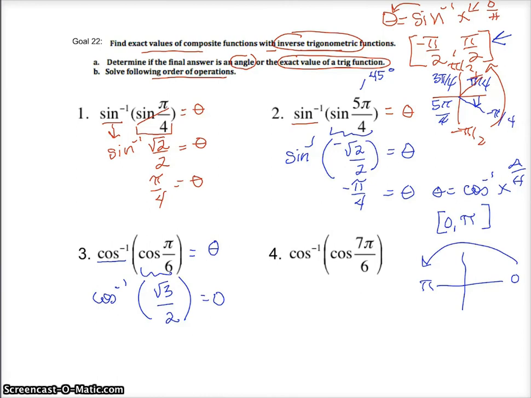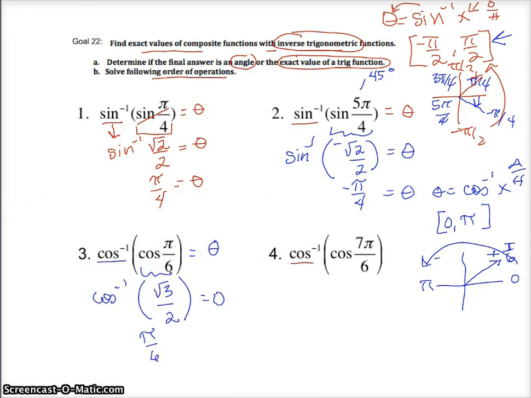If we look between 0 and pi, we know that cosine is positive in quadrant 1, but negative in quadrant 2. So our angle will come from quadrant 1, and we know that at pi over 6, the cosine is root 3 over 2. Let's look at number 4.